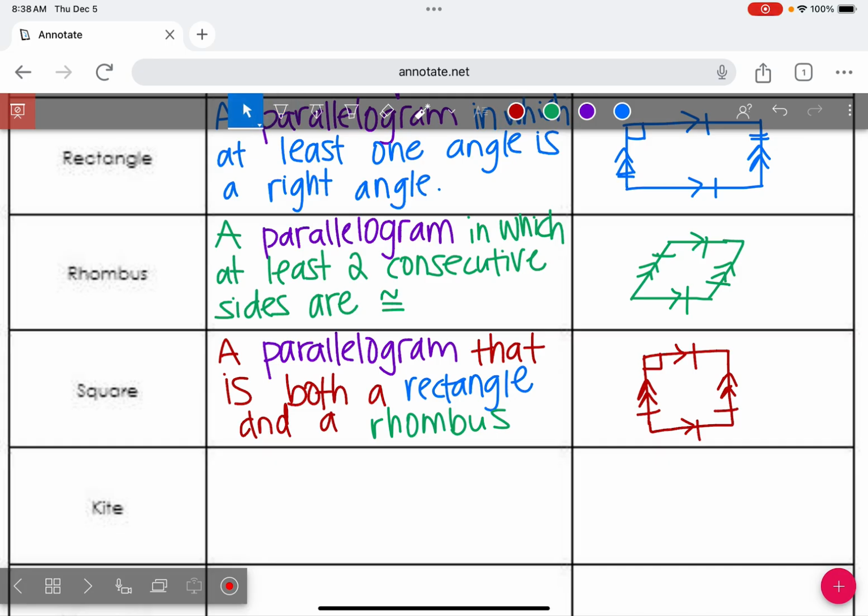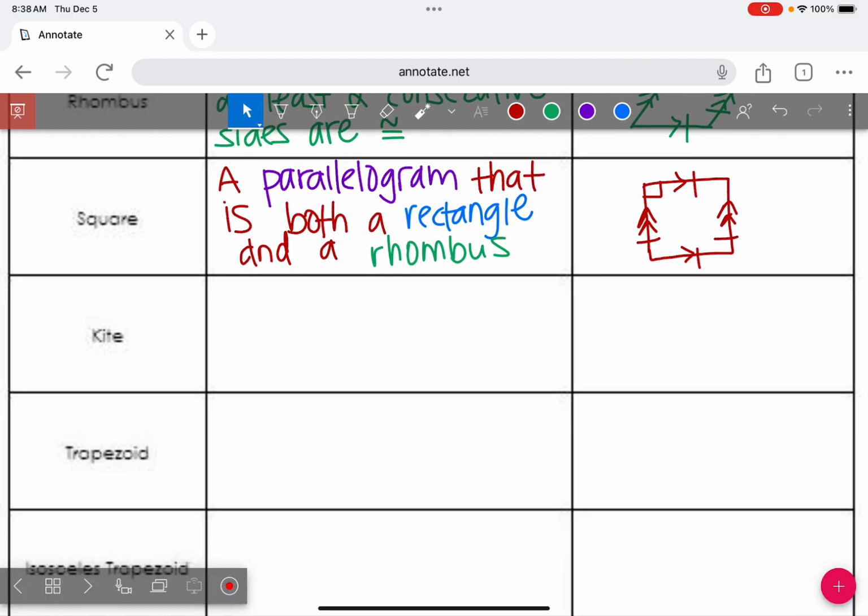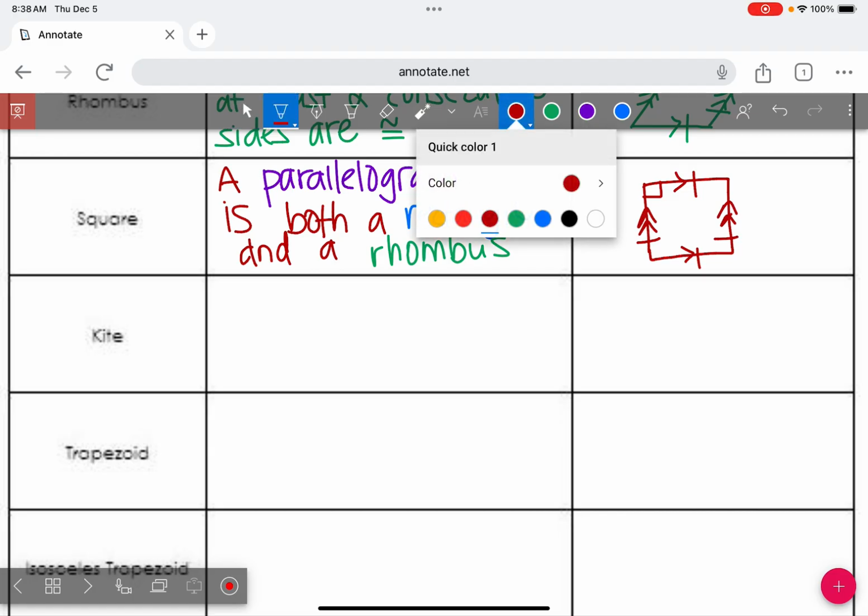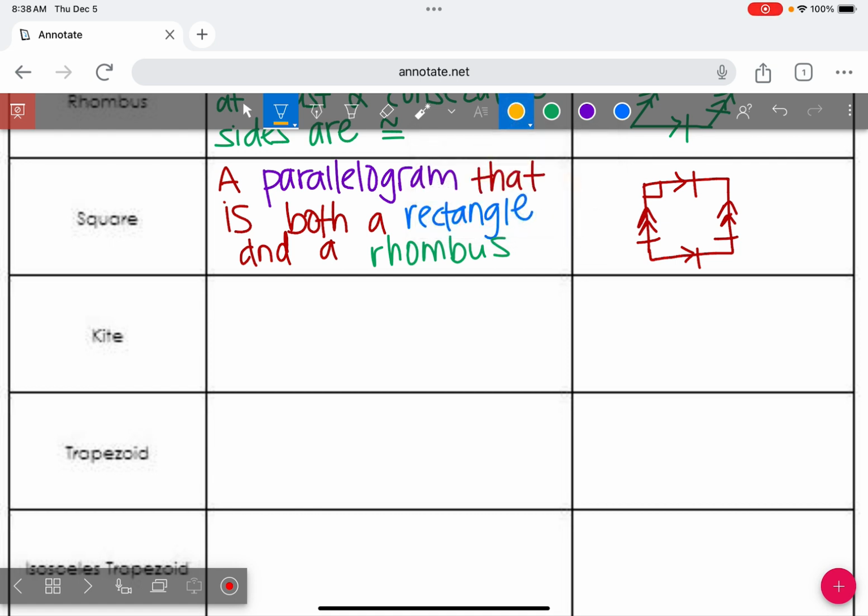So our main parallelograms, we have the parallelograms, rectangle, rhombus, and square. Those are all part of the same family. All 4 of those are also considered quadrilaterals. Now we're going to look at another shape. This is called a kite. So a kite is going to be part of just the quadrilateral family. The kite is not a parallelogram.